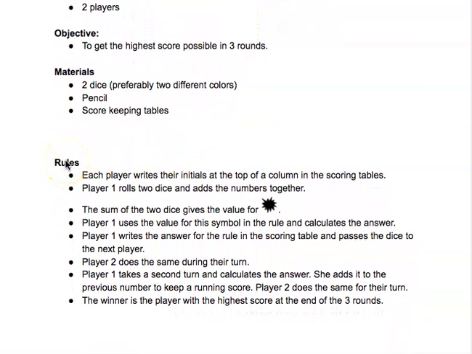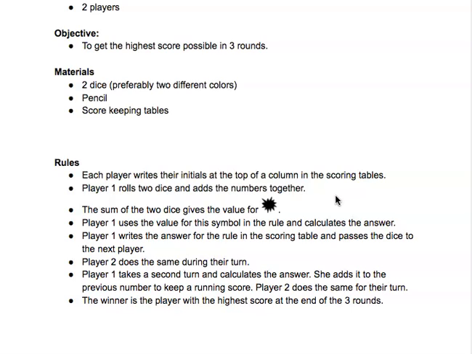Each player will write their initials at the top column in the scoring tables. Player 1 rolls 2 dice and adds the numbers together. For example, if you rolled a 3 and a 4, you would add the numbers to get 7. The sum of the 2 dice gives a value for this splat icon. So my value for this icon is 7. Player 1 uses the value for the symbol in the rule and calculates the answer. Player 1 writes the answer for the rule in the scoring table and passes the dice to the next player.